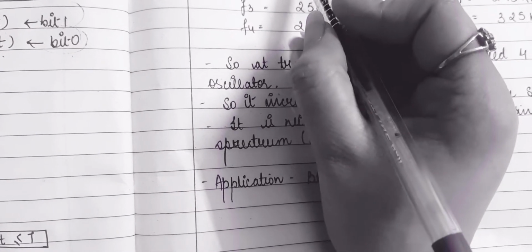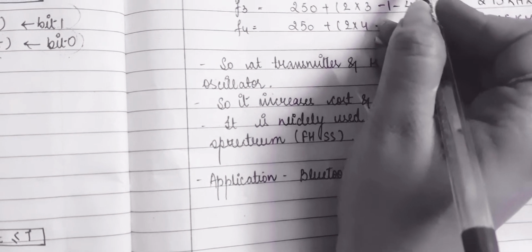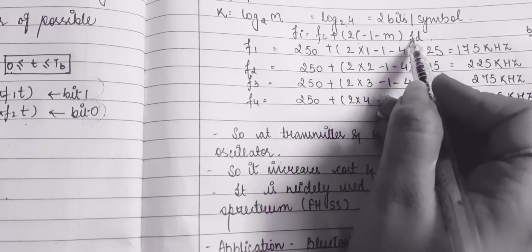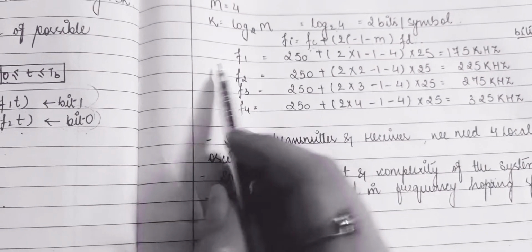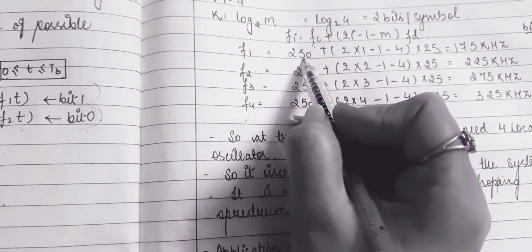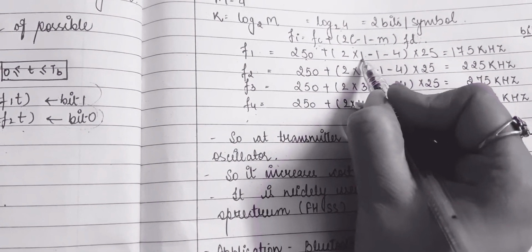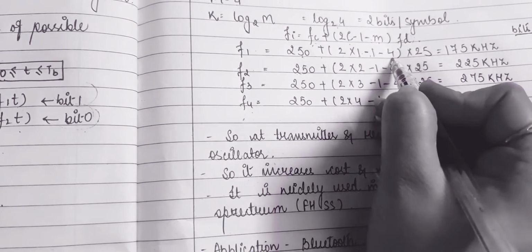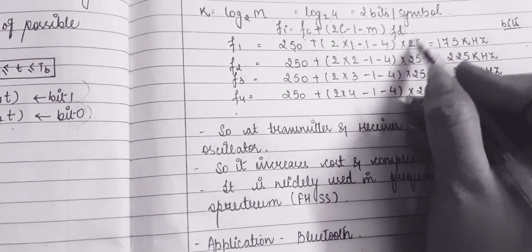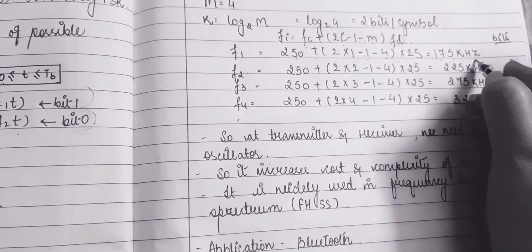Now for calculating the frequencies, we know the formula, that is fi is equal to Fc plus (2i minus 1 minus M) into Fd. We know the center frequency and the frequency deviation, so we can easily calculate the 4 frequencies, that is F1, F2, F3 and F4. So Fc, that is 250, plus (2 into i minus 1 minus M). For F1 it will be 2 into 1 minus 1, M is equal to 4, putting 4 over here, and Fd is 25. By this we can easily calculate, it will be equal to 175 kilohertz.